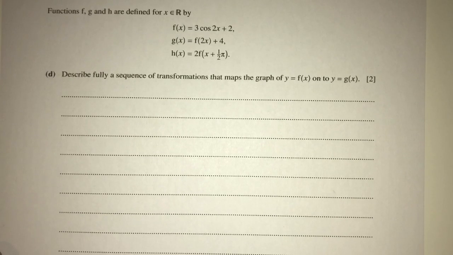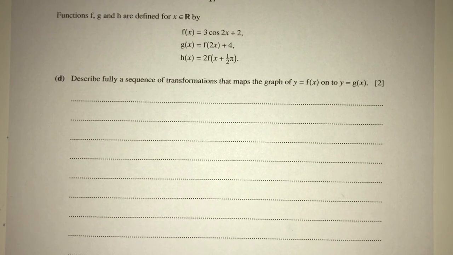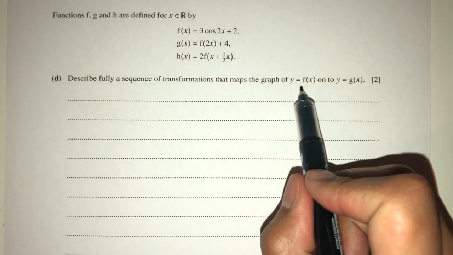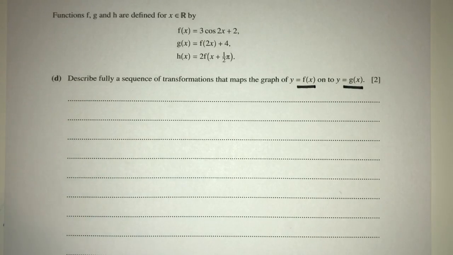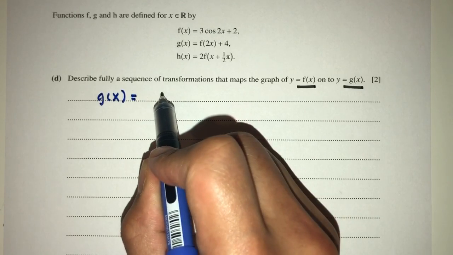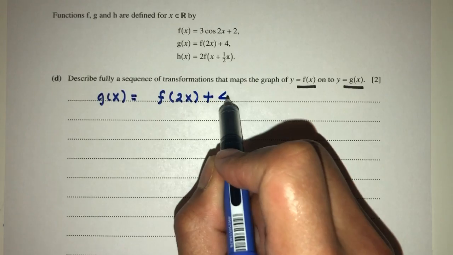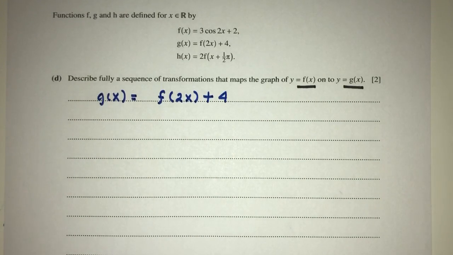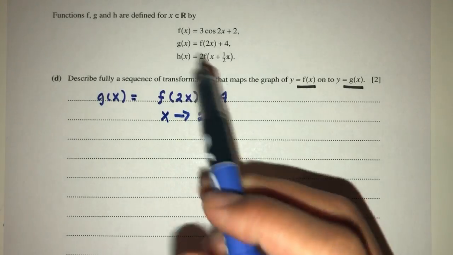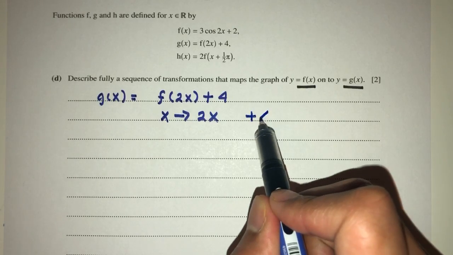Now let's move on to part D. So here we have functions f, g, and h, as you can see. Describe fully the sequence of transformation that maps f of x onto g of x. If you observe g of x, what do we do? We change the x to 2x and we plus 4. Okay, so pretty easy, one by one. What changed? The x changed to 2x, as you can see. There was only x here, became 2x, and we added and we plus 4 at the end.